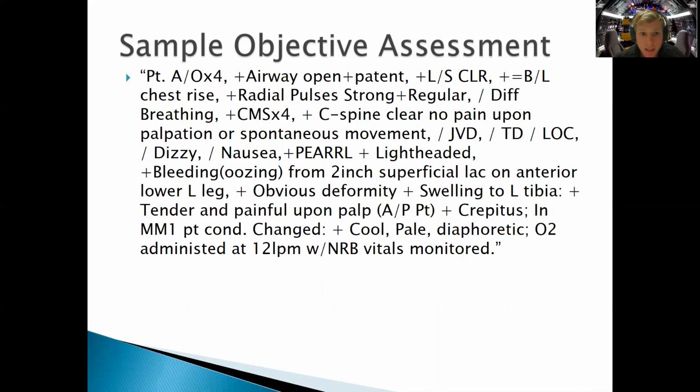Patient felt lightheaded, and they were bleeding, oozing from a 2-inch superficial laceration on the anterior lower left leg, plus obvious deformity, positive swelling to left tibia, positive tenderness and pain upon palpation. As per patient, positive crepitus, which is that sound of bone kind of crunching together. In MM1, patient condition change, plus cool, pale, and diaphoretic, so they have that shock. O2 administered at 12 liters per minute with non-rebreather, vital signs monitored.